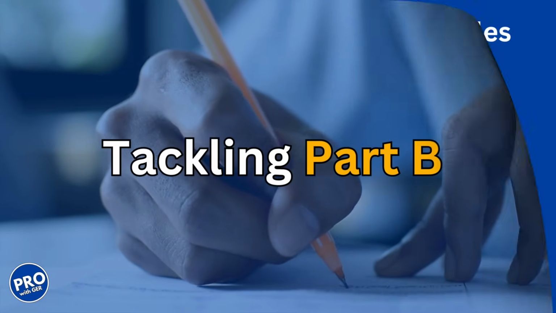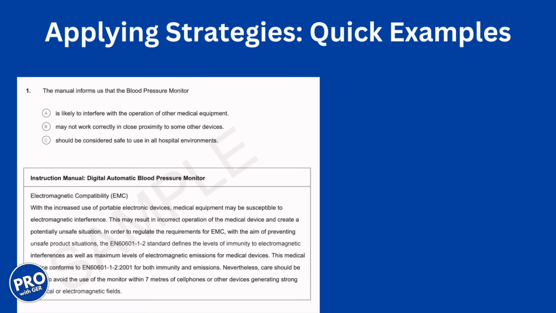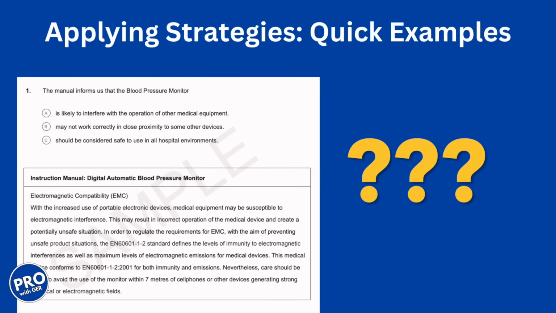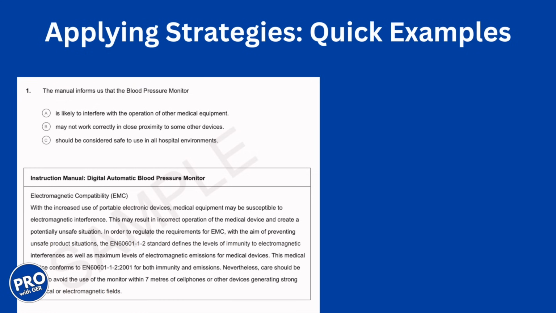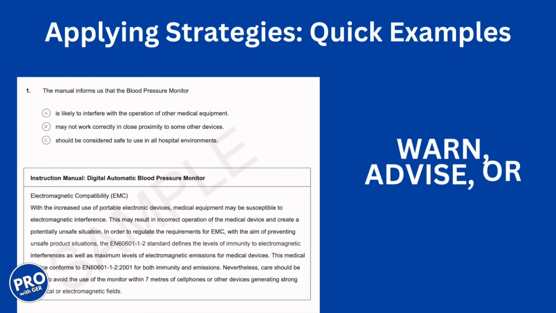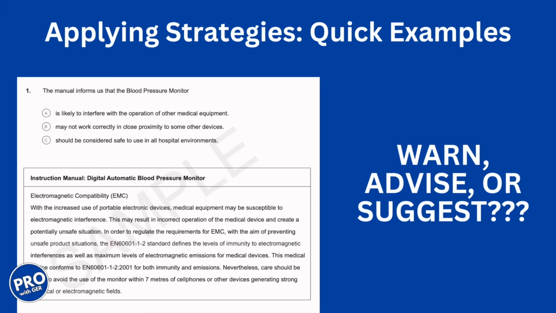For Part B, remember to identify the main idea and the writer's purpose. Part B often tests your understanding of whether a text aims to warn, advise, or suggest. Look for language that signals the author's intention.